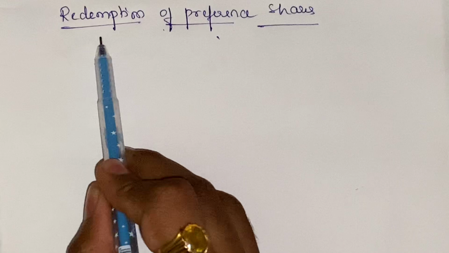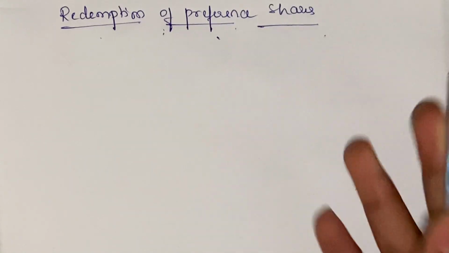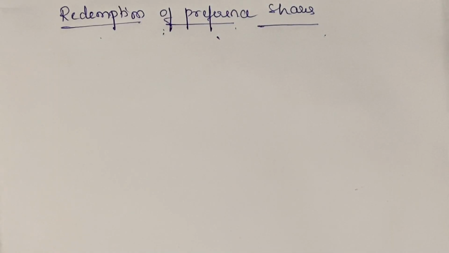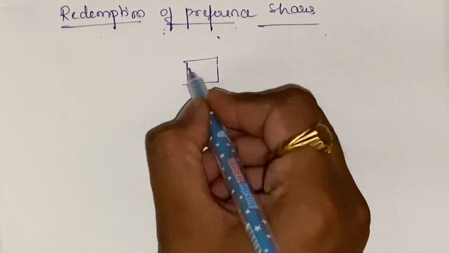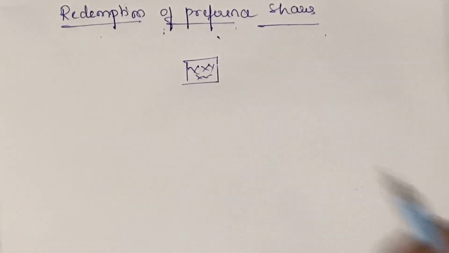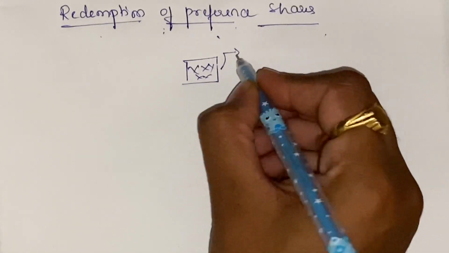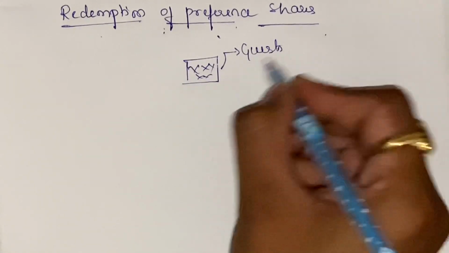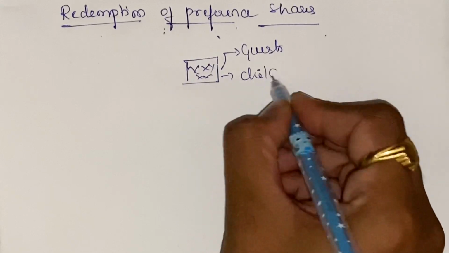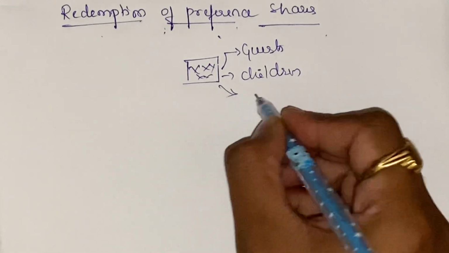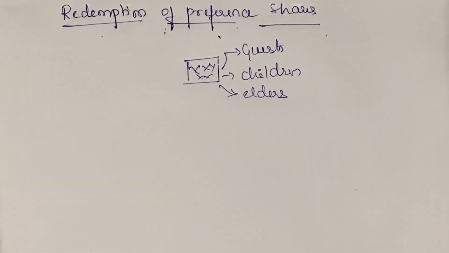So redemption of preference shares. Before moving ahead with the actual topic, first we have to know the meaning of preference shares. I will explain you with an example. For example, I have a sweet box with me, correct? And there are guests at home, there are children at home, and there are elders at home.